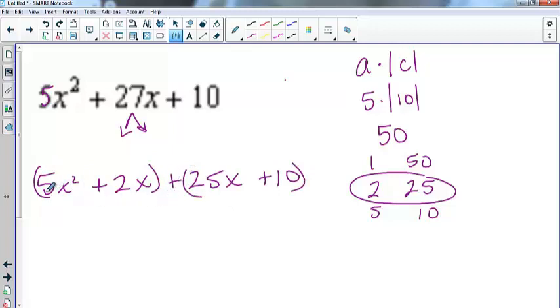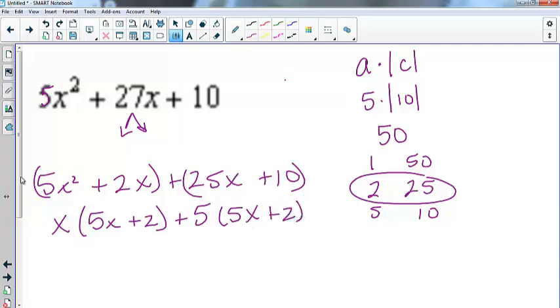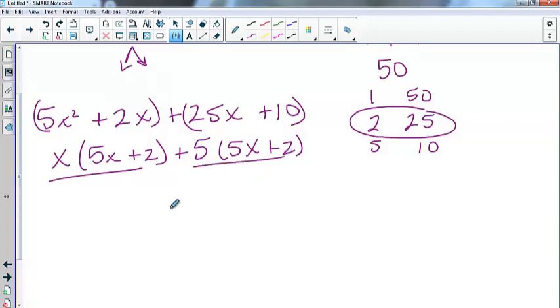What can I factor out of both of these? 1x, leaving me with 5x plus 2. So I just took 1x out of both of those. Plus, what can I take out of both of these? 5. If I divide these by 5, I'm left with 5x plus 2. Now I'm looking at this and this, so 5x plus 2 comes out, and I have x plus 5. Final answer.